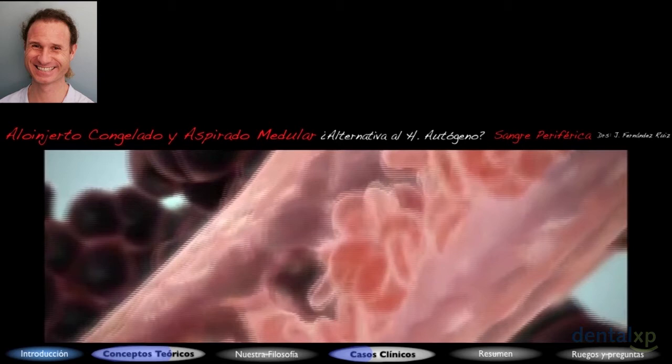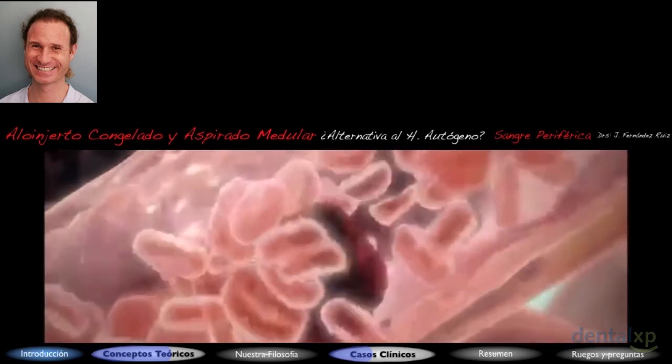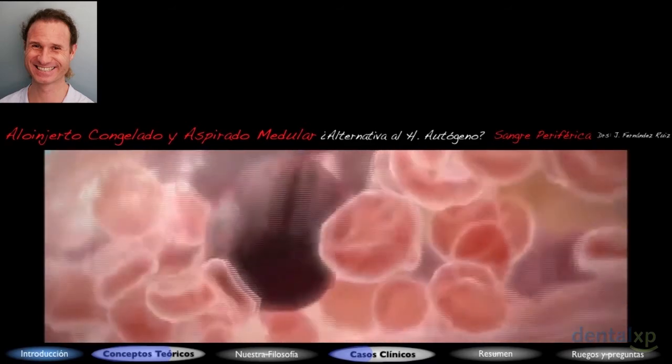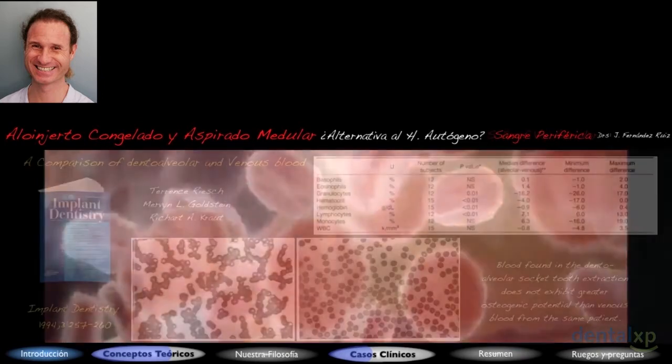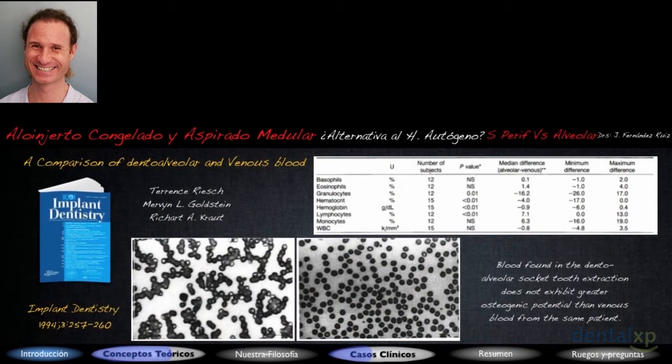In a paper by Terence Rich in the mid-90s, he compared the presence of osteoprogenitor cells in the peripheral blood as well as at the alveolus after an extraction. And he observed that there was no significant difference. So it seems that the peripheral blood as well as the alveolus bleeding will not give a sufficient amount of pluripotential cells.